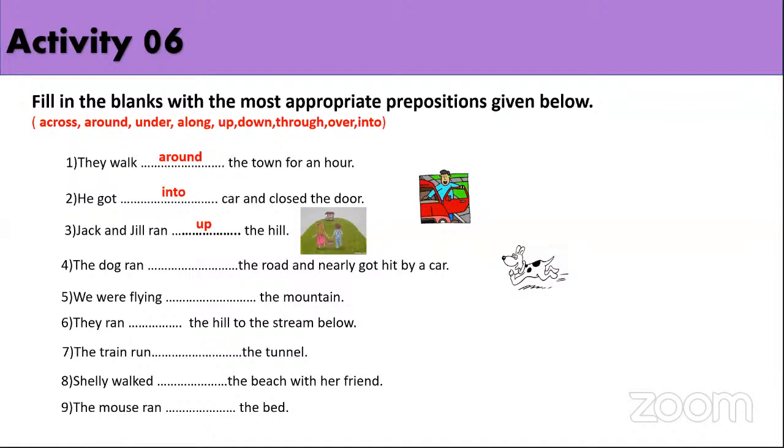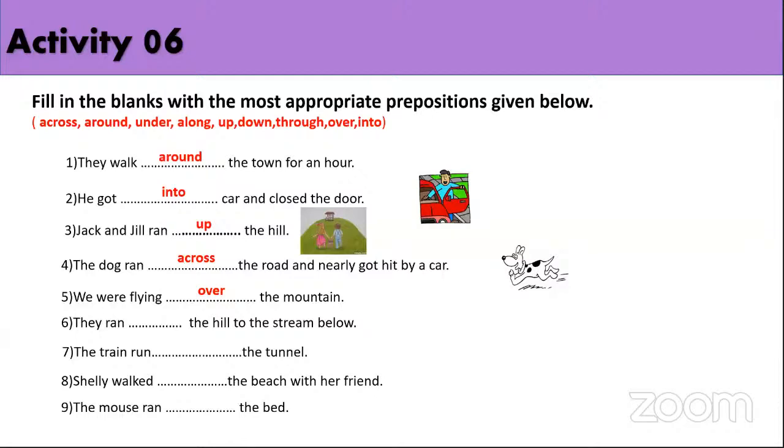The dog ran across the road and nearly got hit by a car. Fifth one, we were flying over the mountain. Flying. Then you may go wrong.